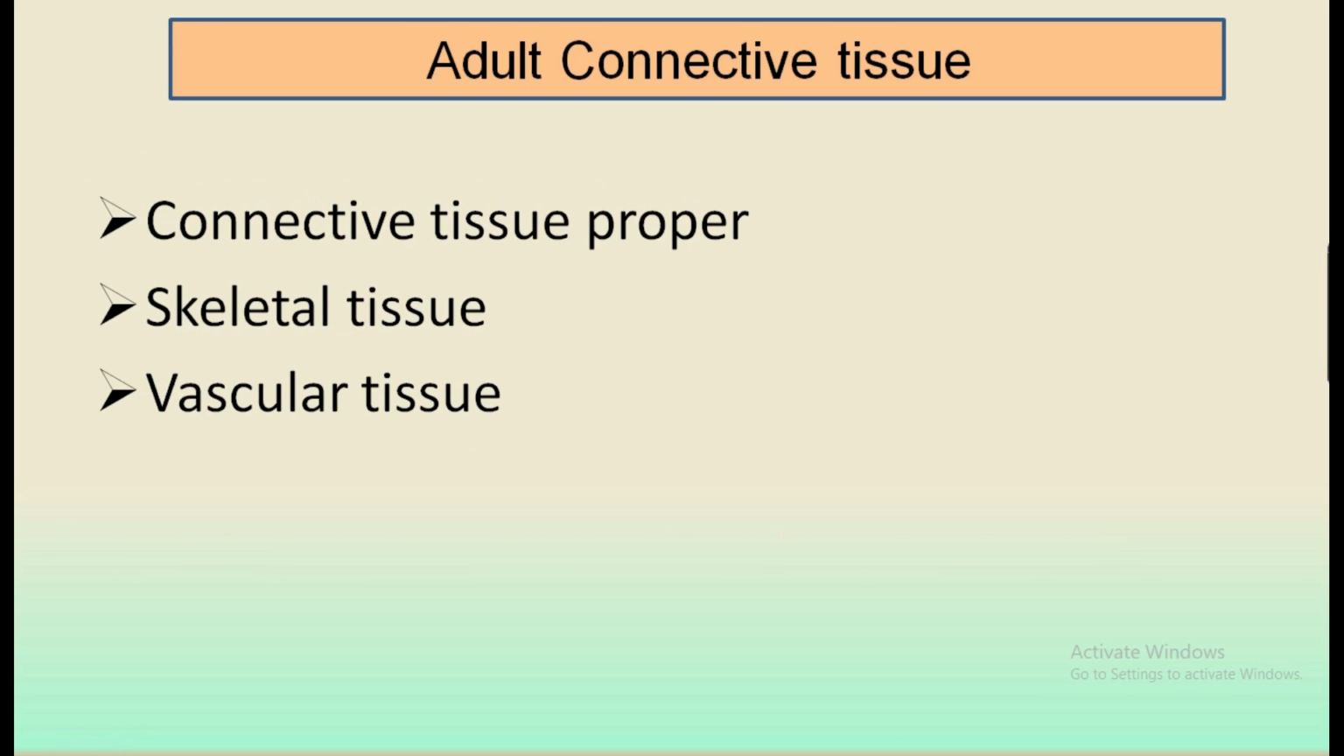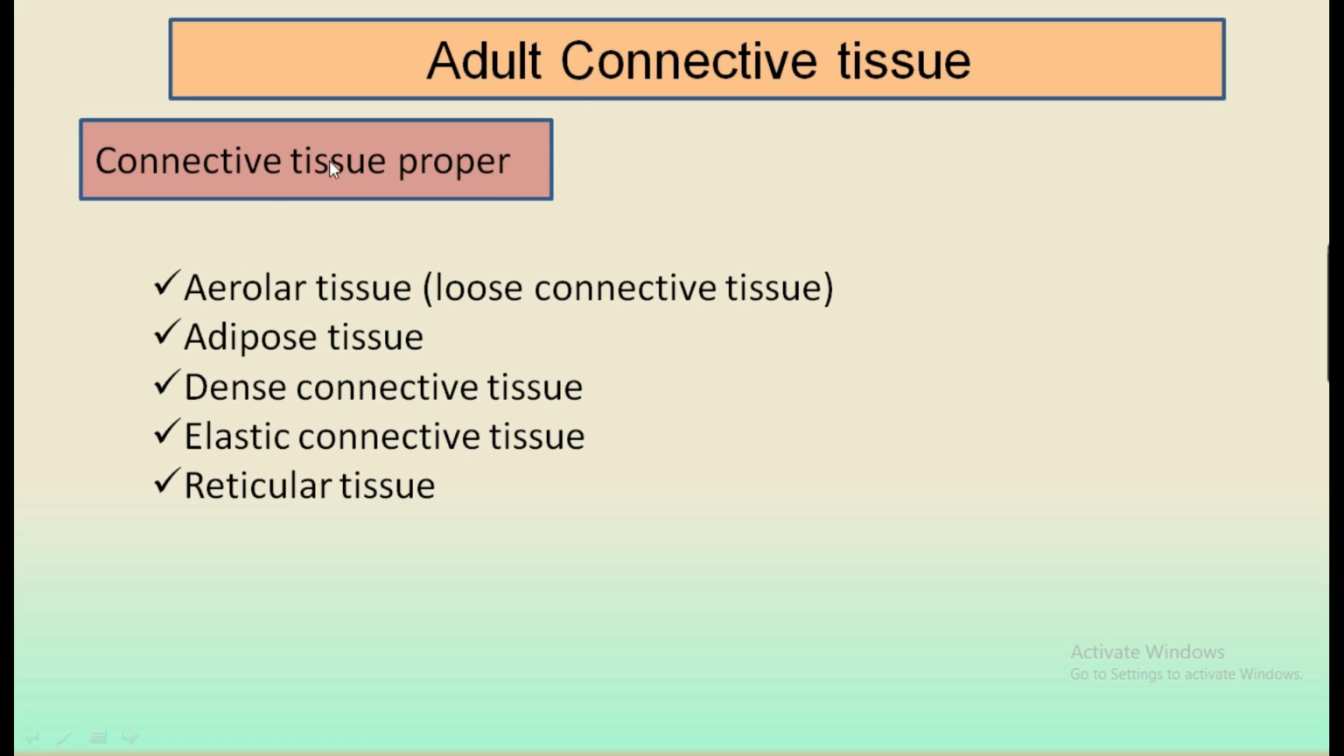We can divide adult connective tissue into connective tissue proper, skeletal tissue and vascular tissue. The connective tissue proper is again divided into areolar tissue, which is also called loose connective tissue, adipose tissue, dense connective tissue, elastic connective tissue and reticular tissue.